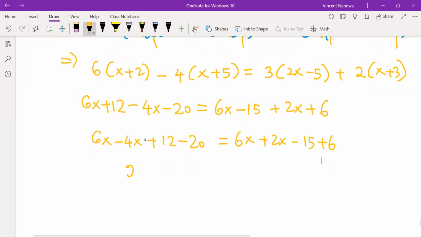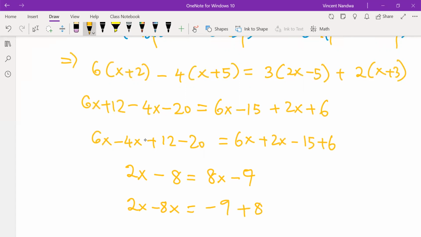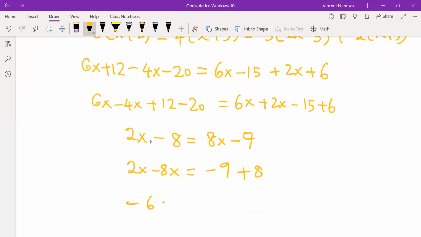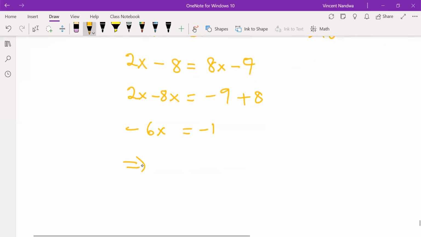6x minus 4x is 2x. 12 minus 20 is minus 8. This will be 8x, and minus 15 plus 6 is minus 9. So 2x minus 8x equals minus 9 plus 8. This will give us minus 6x equals minus 1. So x will be minus 1 over minus 6, which means x equals 1 over 6.